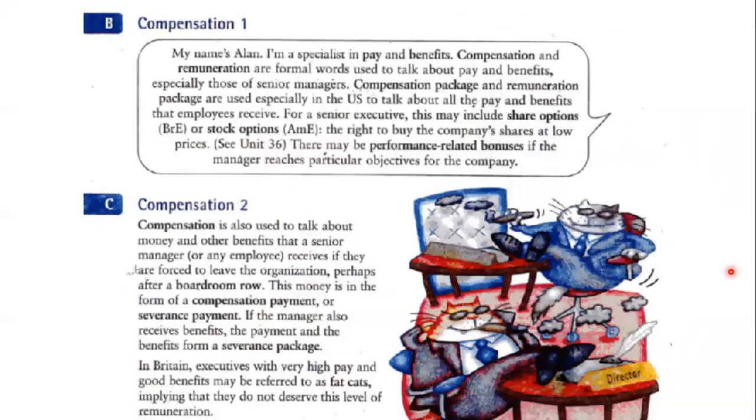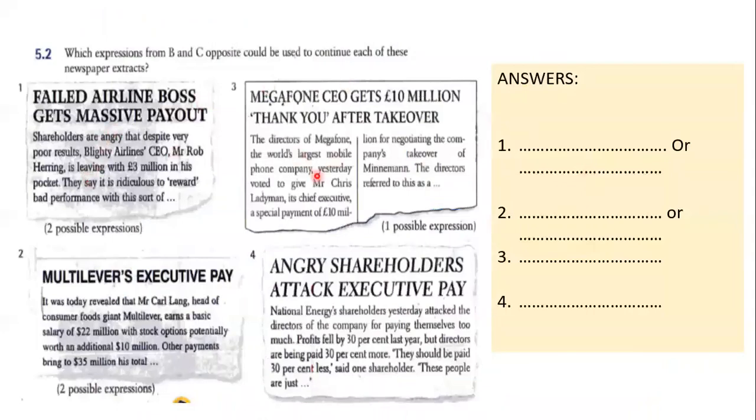And on the second part of the homework, you're going to have about compensation. You will have 2 readings here about Alan. My name's Alan. And you can see some bold words. Share options, stock options, performance-related bonuses. And then in compensation 2, which is also used to talk about money and other benefits, etc. So you have to read, and here we're going to mix reading comprehension skill and also vocabulary and accounting knowledge. To do what? Well, you are going to read these 4 articles and you are going to identify the possible expressions you can use here.